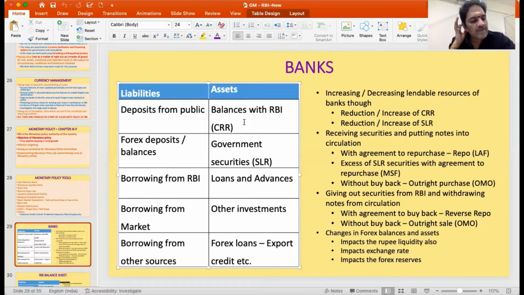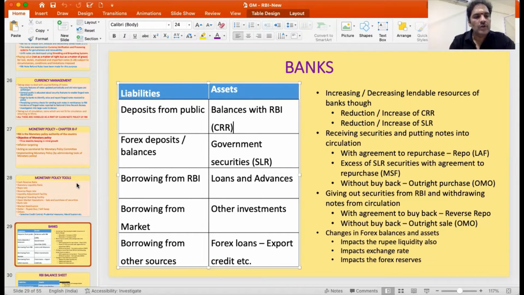So imagine that presently we have 4%, 4.5% and 18%. Tomorrow it feels that there is a need for more lendable resources from the banks, so that the liquidity has to be increased. Then they will reduce the CRR from 4.5 to 4% or SLR from 18% to say 15%. So this kind of change that they are doing will influence the amount of lendable resources of a bank. So this is how the monetary policy tool of CRR and SLR will operate.